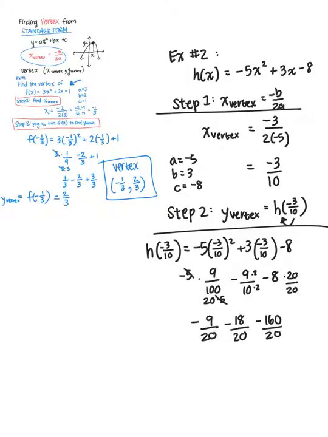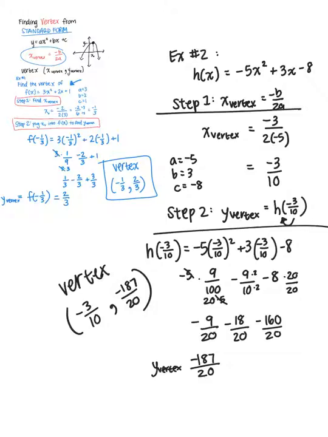And once you add that all up, negative 9 minus 18 is negative 27. Negative 27 minus 160 is negative 187 over 20. So that is your y vertex. So our final answer, the vertex for example number 2, is at negative 3/10 comma negative 187 over 20. And yes, I want to keep your answers in fractions because we are going to be working with fractions for the rest of high school math, and I want you to be good at it.